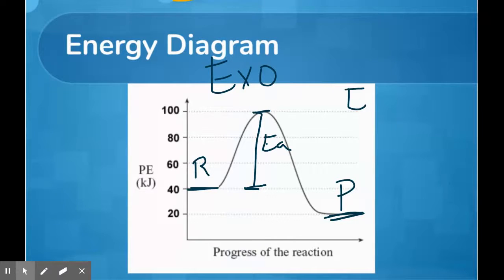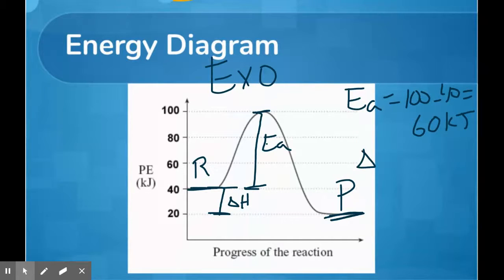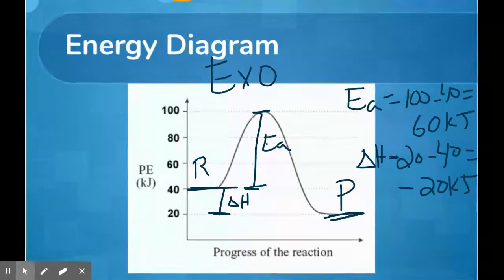And to calculate activation energy for this, it would be 100 minus 40. So our activation energy for this reaction is 60 kilojoules. And our delta H, remember, is the energy from the reactants to the products. So to calculate delta H, we have to start with the energy in the products, which is 20, minus the energy in the reactants, which is 40. So our delta H for this reaction is negative 20 kilojoules.